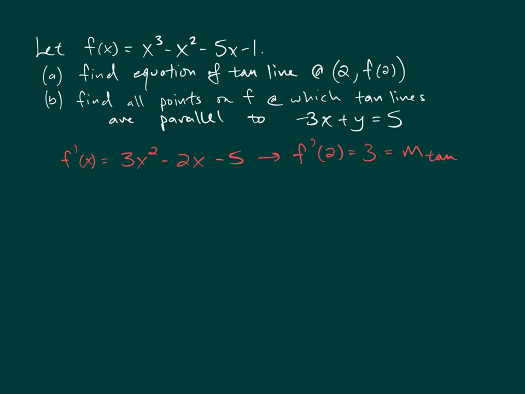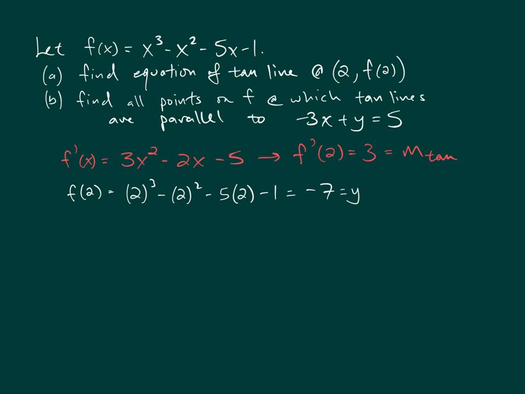Now we can just use the point slope formula. Oh, no, we can't. We have f of 2 up here. So as long as we can find out what f of 2 is, again, that's the original function, then we can then use the point slope form. So f of 2 would be 2 cubed minus 2 squared minus 5 times 2 minus 1. This gives a value of negative 7. So f of 2 is negative 7. This is my y value.